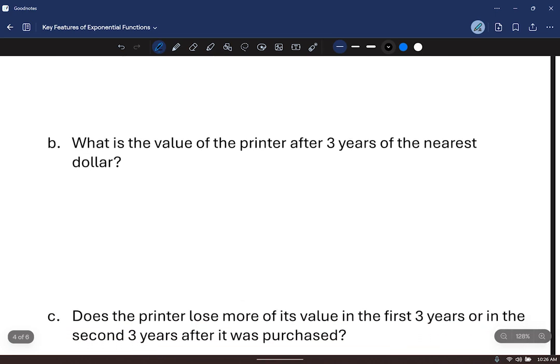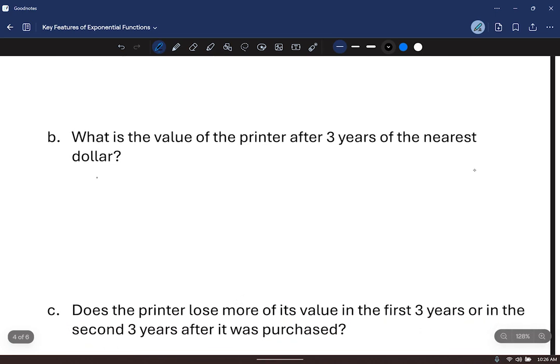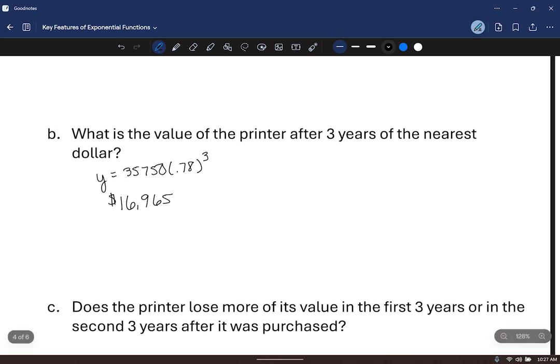What is the value of the printer after 3 years? Well, I'm going to take that equation and I'm going to plug in 3. Now it says to the nearest dollar. So when we plug that in, that would be 16,965. So now after 3 years, it's only worth 16,965. That's a pretty big loss of value.